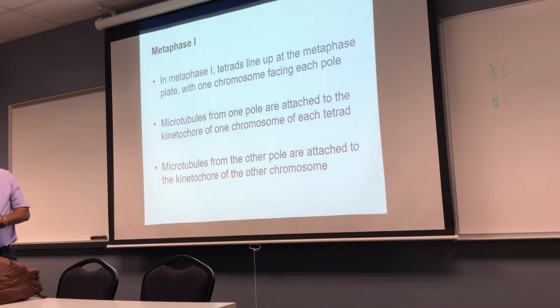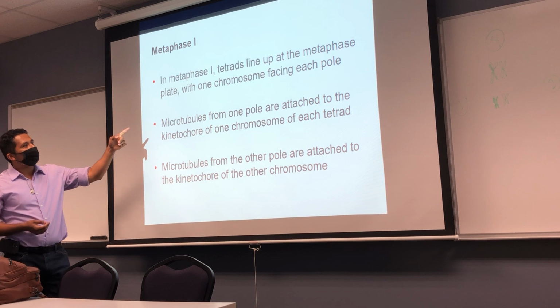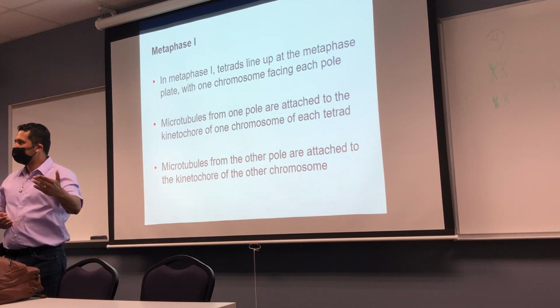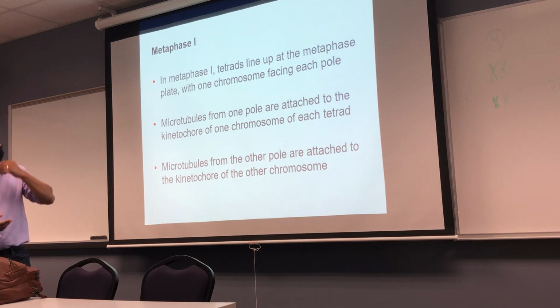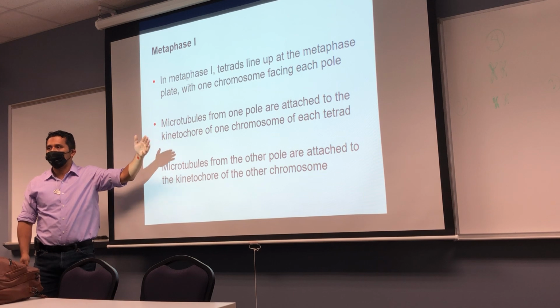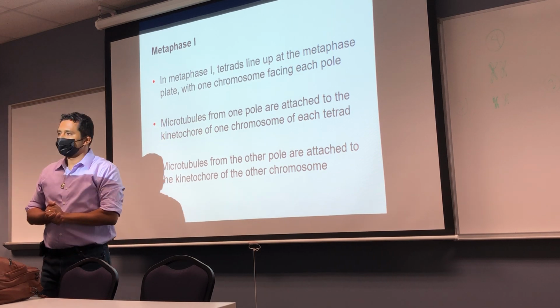Exchange. On metaphase 1, you see these tetrads, these 4 chromatids. Homologous chromosomes, one set from dad, one set from mom. They line up at the metaphase plate with one chromosome facing each pole. Can you explain again what tetrads are?